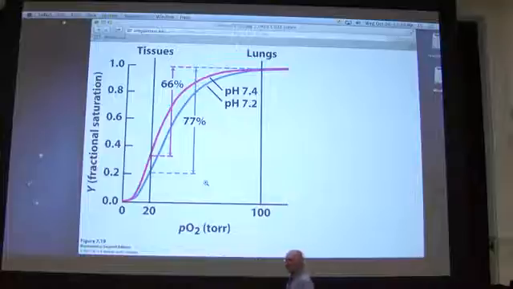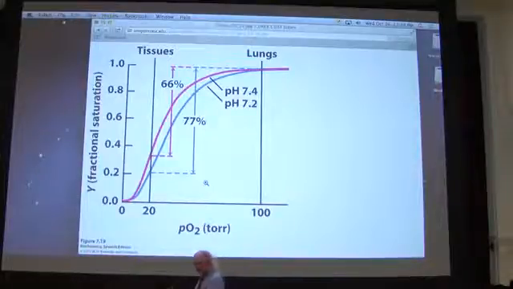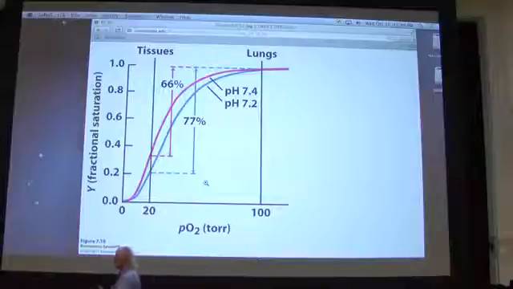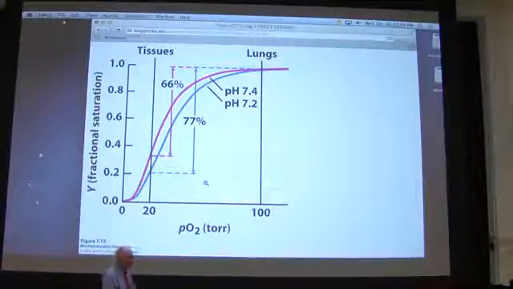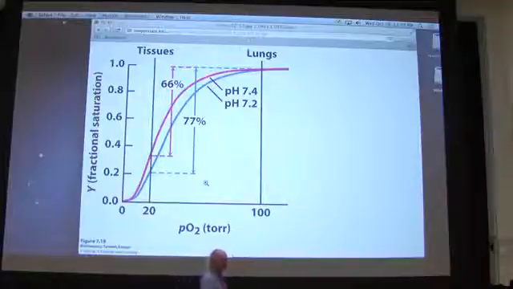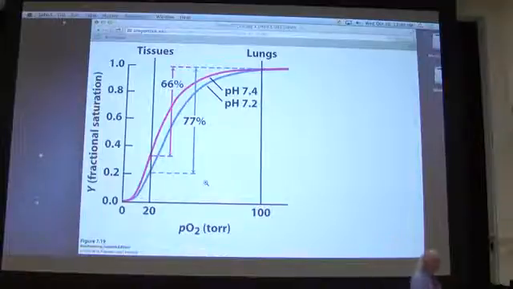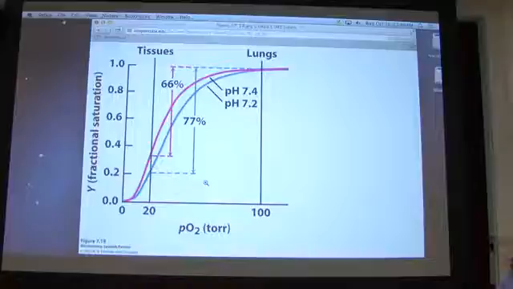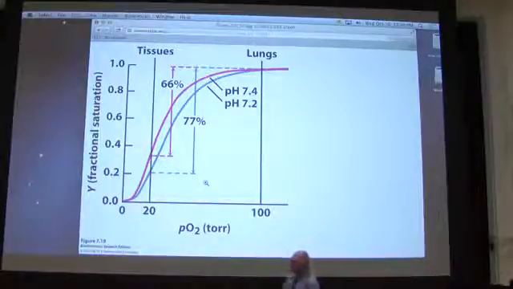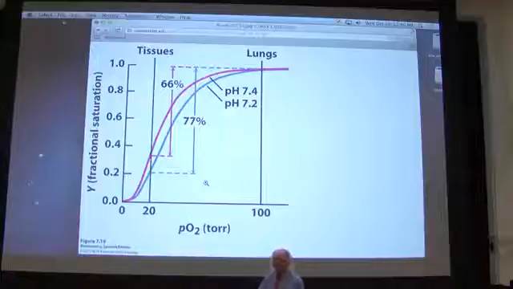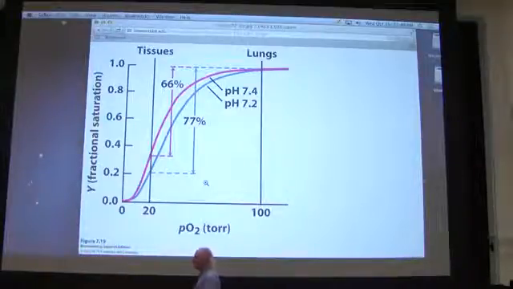What does shifting to the right mean? It's letting go. It's got lower affinity for oxygen. The Bohr effect, or one of the aspects of the Bohr effect, says that the lower the pH, the less affinity hemoglobin has for oxygen. Well, that seems a little odd on the surface until we recognize that rapidly metabolizing cells, in addition to producing 2,3-BPG, also produce protons. And what do protons do? They lower the pH.